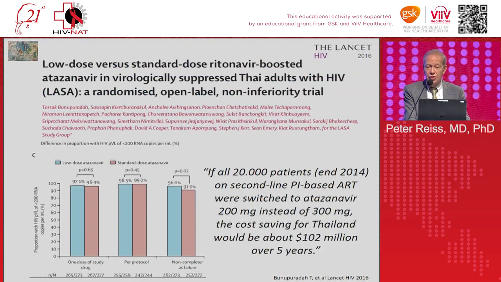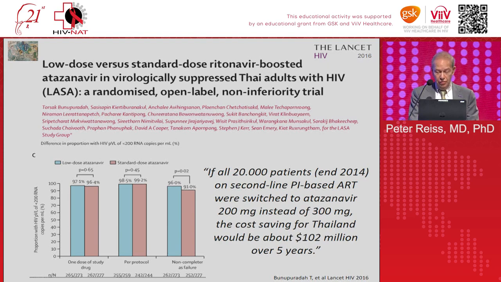this type of strategy was pursued in the current treatment era and shown to be successful in the LASA trial, shown on this slide. In this study, switching virally suppressed patients to a lower dose of atazanavir was found to be non-inferior to using standard dose atazanavir. Not only could such a strategy result in less toxicity, but also in saving cost.